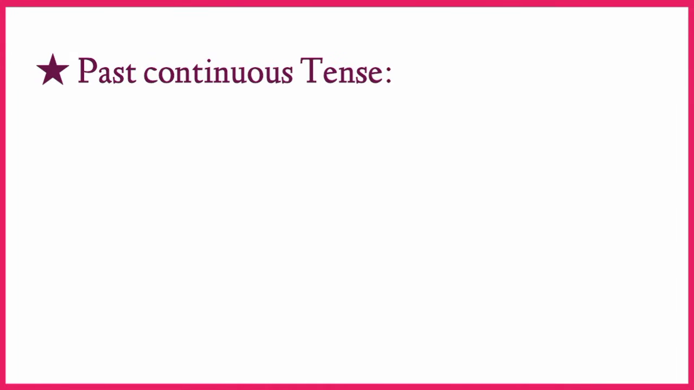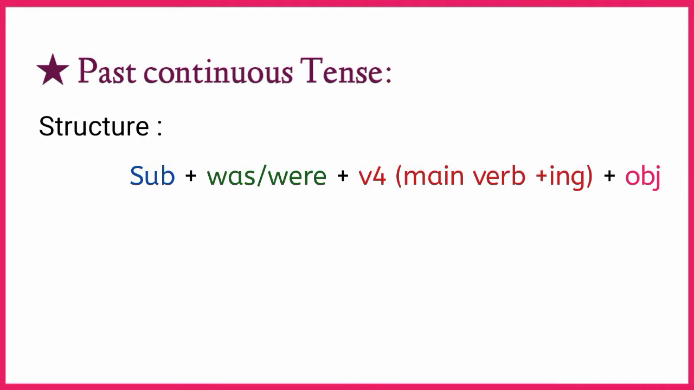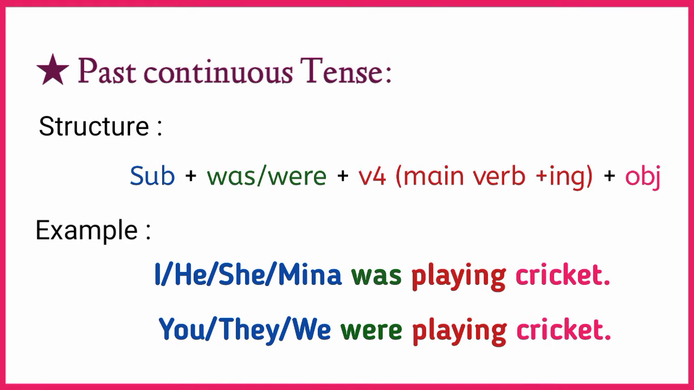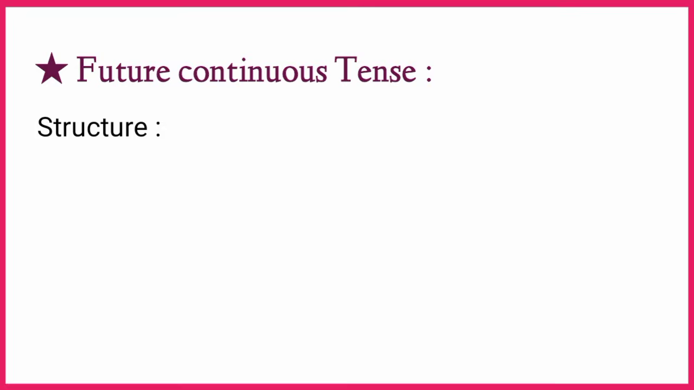Now, past continuous tense. Structure subject plus was or were plus ing form of verb plus object. Look at the example. I was playing cricket. Mina was playing cricket. Next example. You were playing cricket. We were playing cricket. Okay, now future continuous tense.